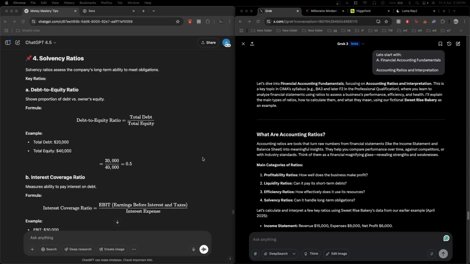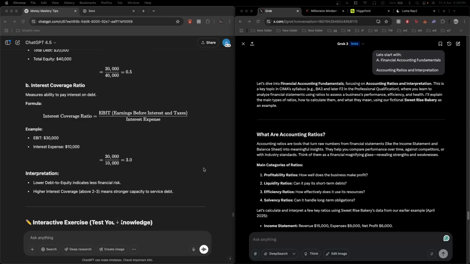For example, if the total debt is $20,000 and your total equity is $40,000, applying the above equation, we have $20,000 of total debt divided by $40,000 of total equity, which is 0.5.